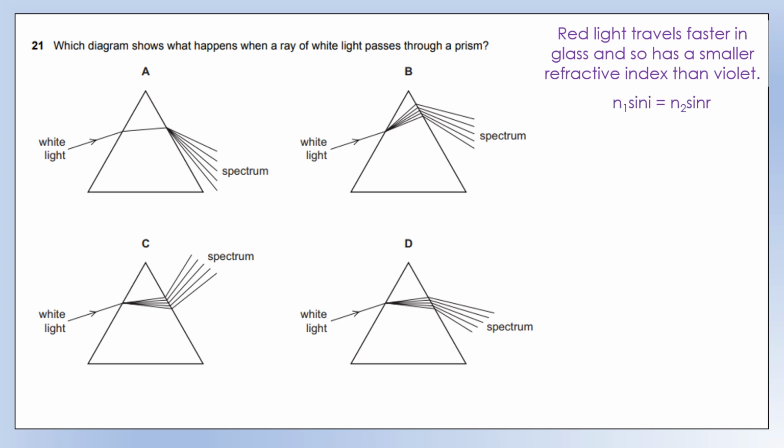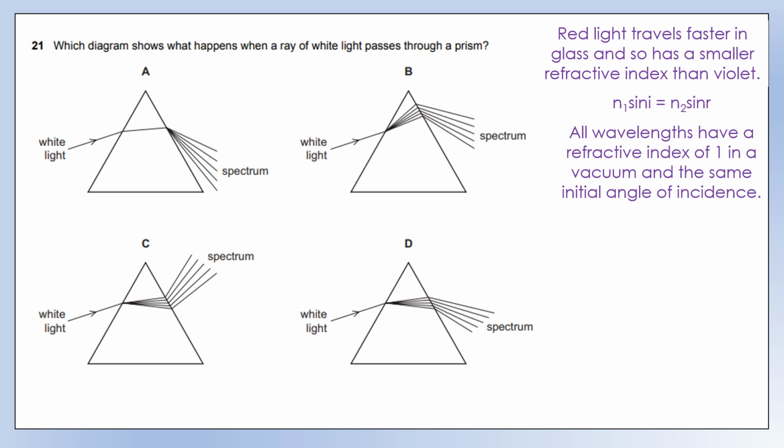And so I'm going to use Snell's law in this form, and all the wavelengths have a refractive index of 1 in a vacuum. So all wavelengths travel at the same speed in a vacuum, and they all have the same angle of incidence at the first boundary.